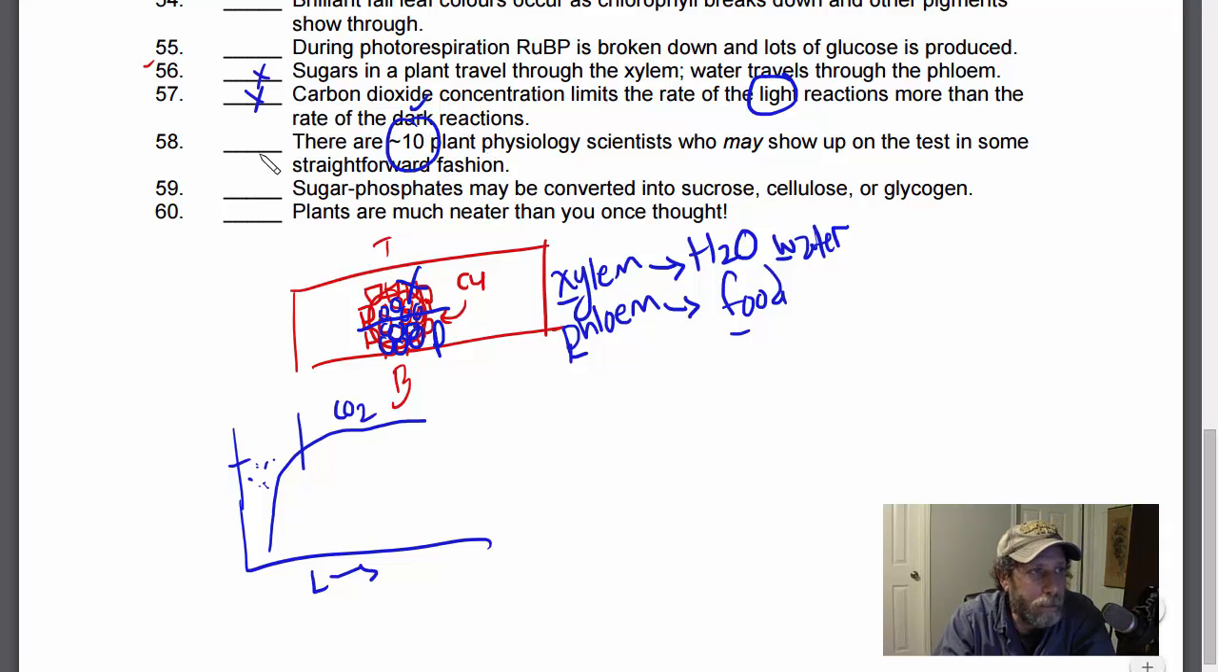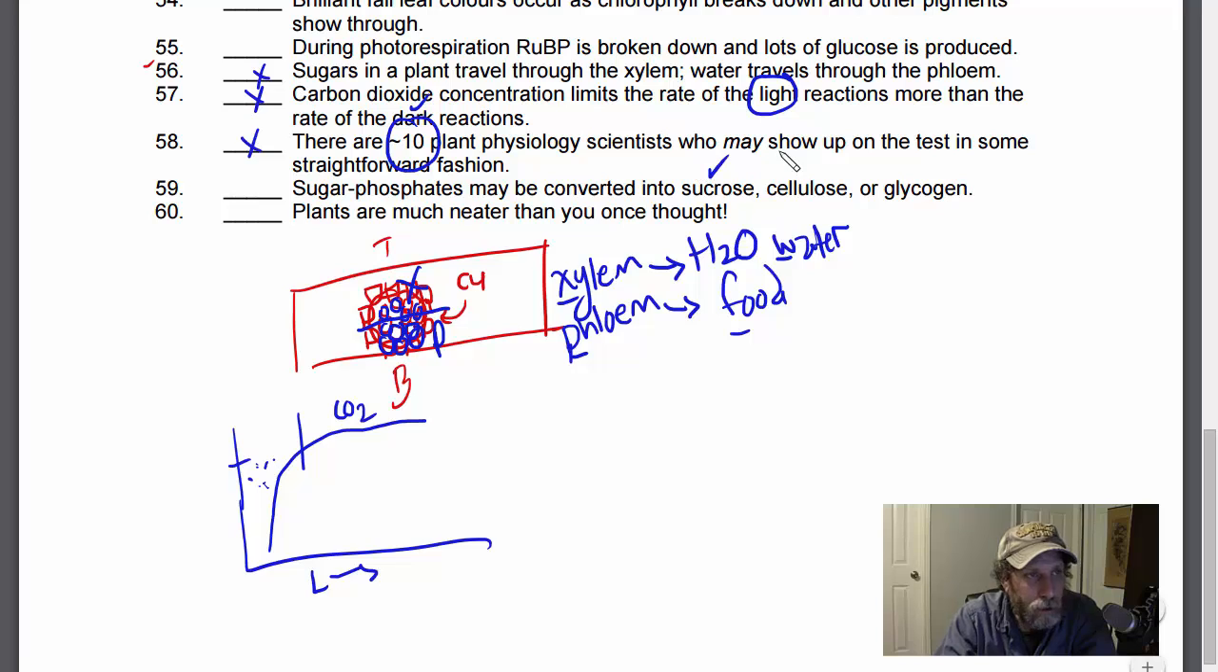This is not going to be true for our test. We'll talk about more plant physiology scientists down the road, but we're not going to deal with a lot of them right now. Basically, the ones we've looked at are Calvin and Engelmann. Sugar phosphates may be converted into sucrose, cellulose, or glycogen. What do you think about that?